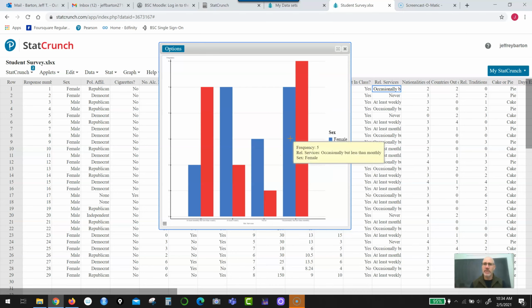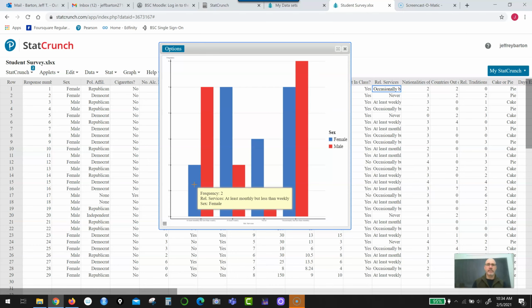The category for occasionally but less than monthly is really close. 5 for females, 6 for males, so no particular difference there. And these two seem kind of flipped, right, where we've got at least monthly but less than weekly. You've got more males responding that way than females, but at least weekly, so more than once a week, we have many more females responding than males. So it actually looks like females might be more likely to be at the extremes here, where there are more that say they never attend, but also more that say they attend at least weekly.